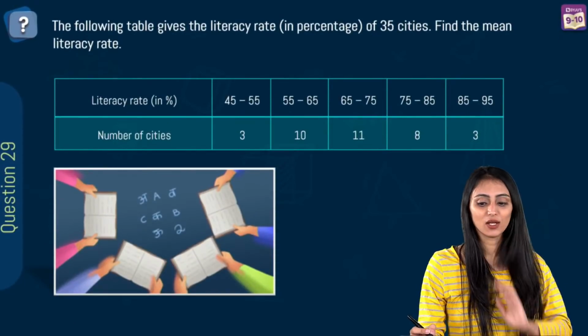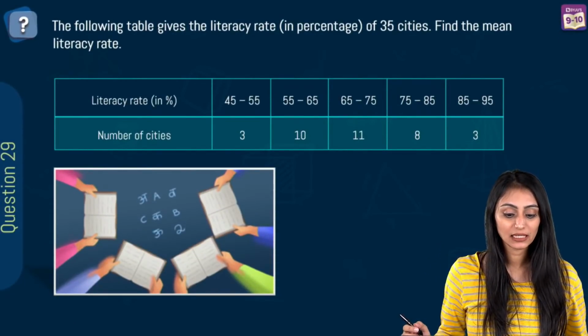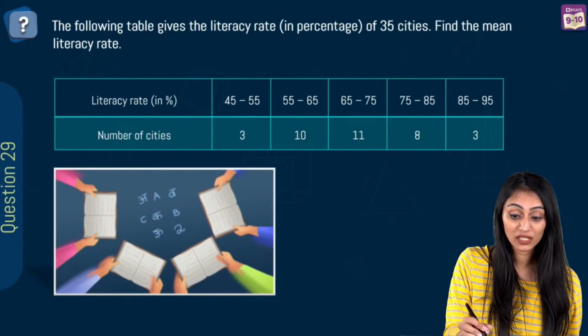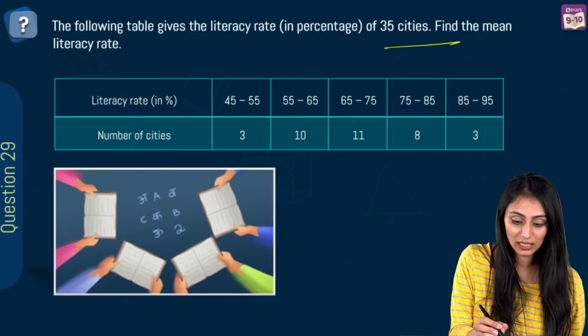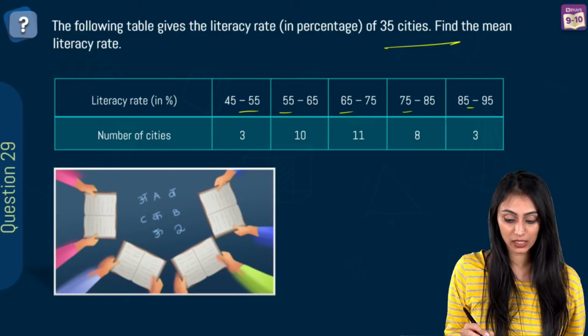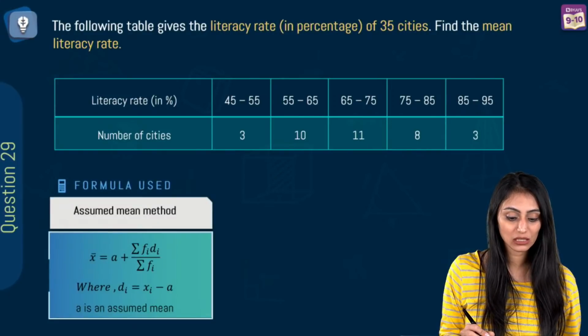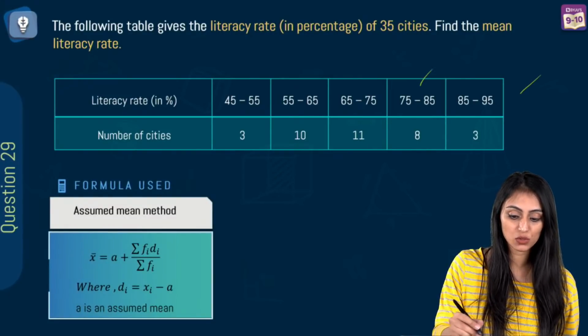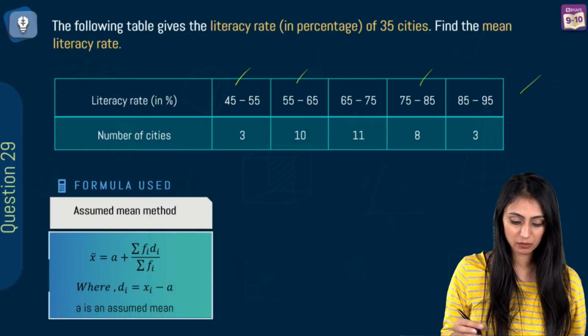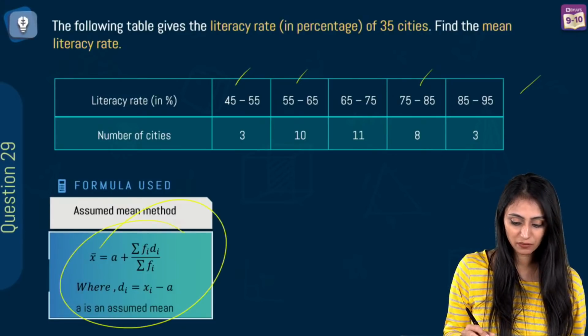Alright. Let's move ahead. Let's take a look at the next question. The following data gives the literacy rate in percentage of 35 cities. Find the mean literacy rate. Again, I can see that the values over here are continuous. So this question we will be solving using the assumed mean method, considering the values over here are bigger. They will come in decimals and all, right? So this is the formula that we use here.